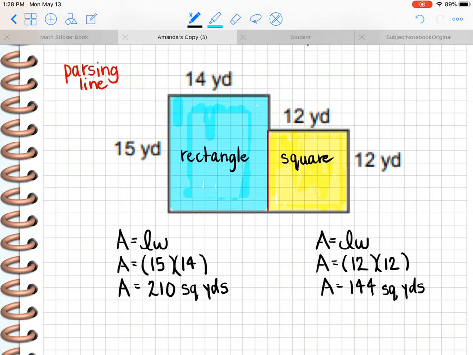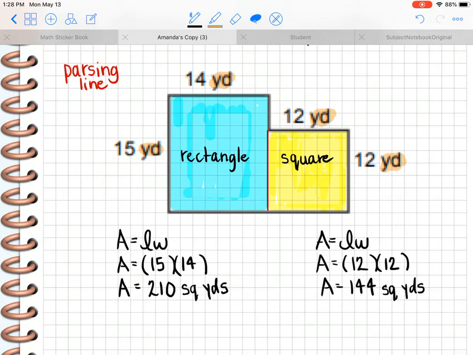And while this is in my head, let me tell you something here. You want to always make sure that you're dealing with like units. So notice that these are all yards. If they were not all yards, you would have to fix that before proceeding. If they gave you one of them in feet, you would have to deal with that before you could do this problem, or at some point you would have to deal with that.